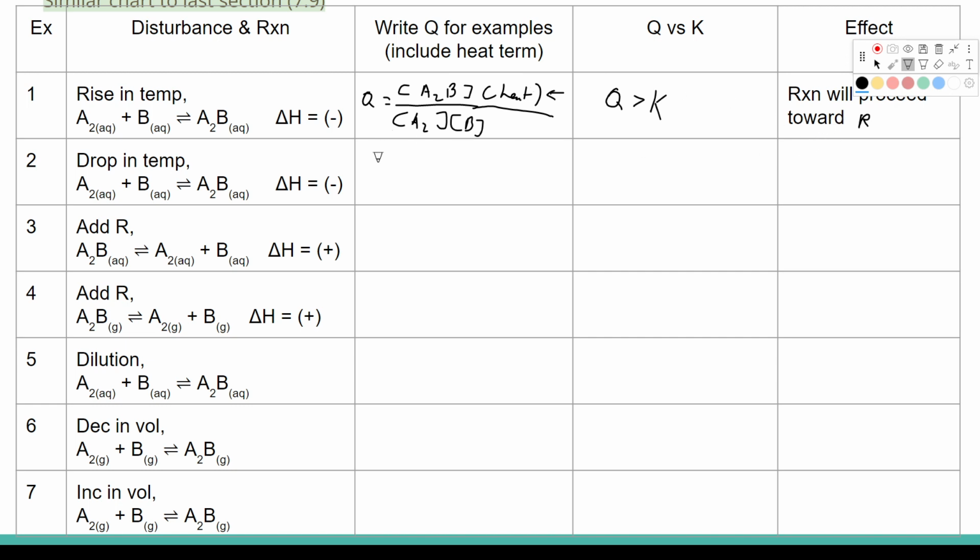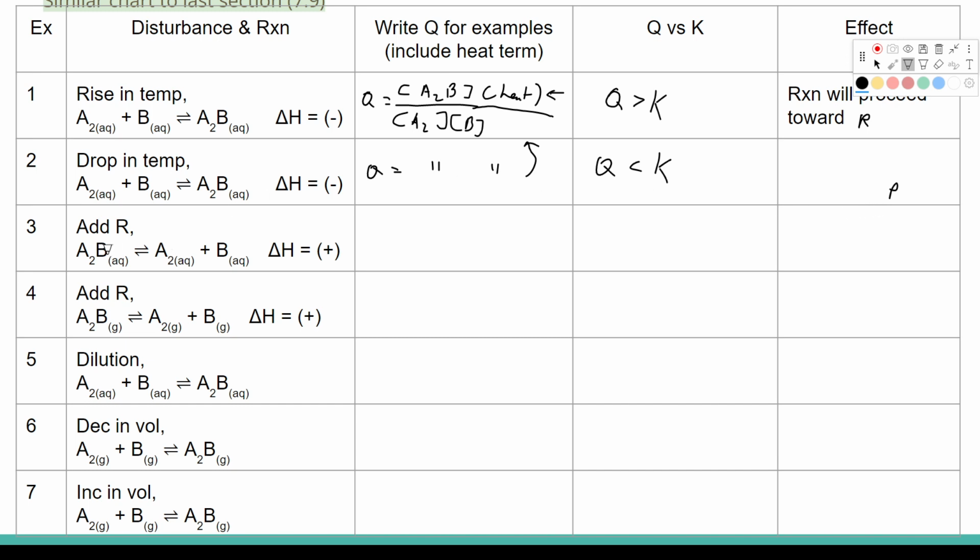Okay, so my Q is the same as the above, so I'm going to be lazy and do that. This is just the same as this. And then I'm dropping temperature. So the heat here is decreasing. And since that's decreasing, my numerator is smaller compared to what it was originally. So that means my Q is going to be less than K. And so the reaction will proceed toward the products. It's going to increase the forward rate.